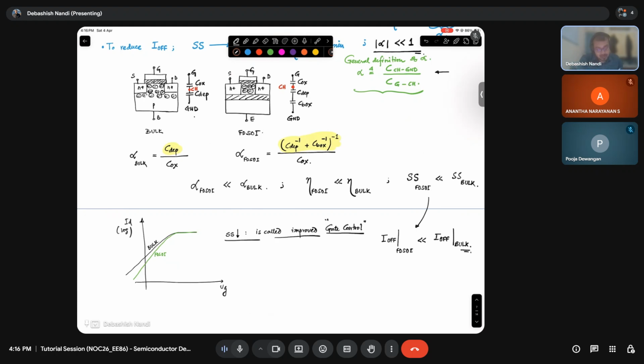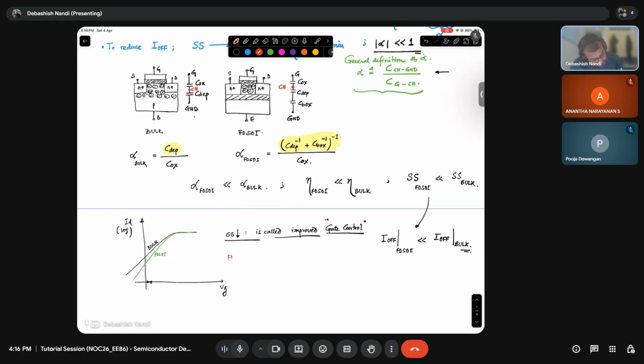What is gate control? That means if I change a very small amount of gate voltage, I can have a huge change in the transistor current. That is your gate control, right? Or transistor control. So if the subthreshold swing is lower, that means my subthreshold slope is higher in FDSOI, because those are inversely related, right? So that means FDSOI has a better gate control.